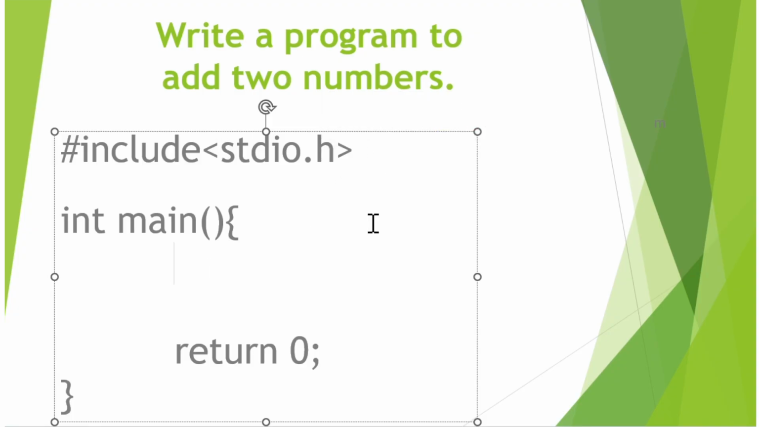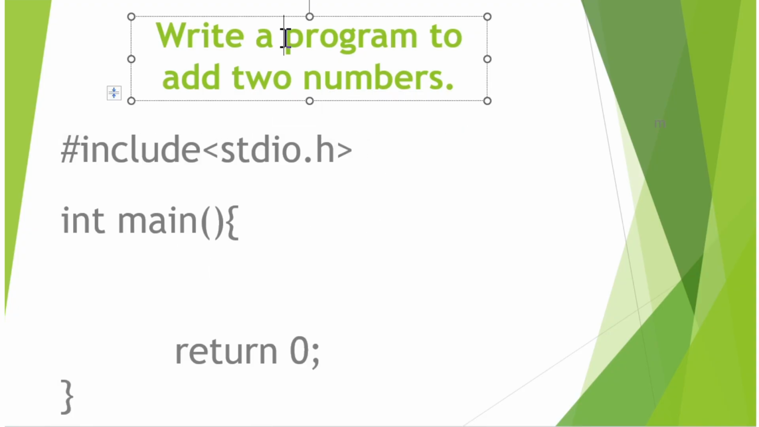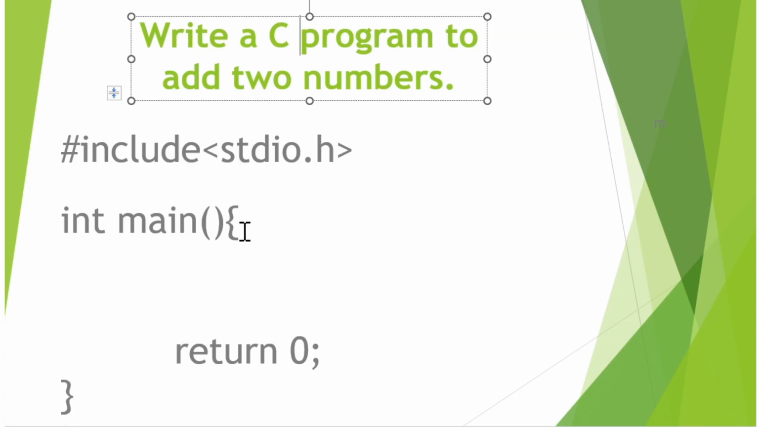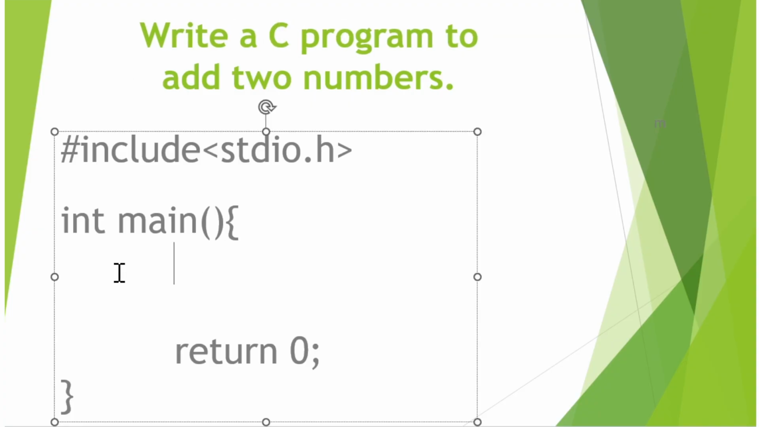Okay, now we have to write a program to add two numbers in C. We have left a certain space here, called indentation, just to understand that this portion is inside the main part. The first thing is that we need two numbers, so we will write any two numbers. First we'll write 3, 4.